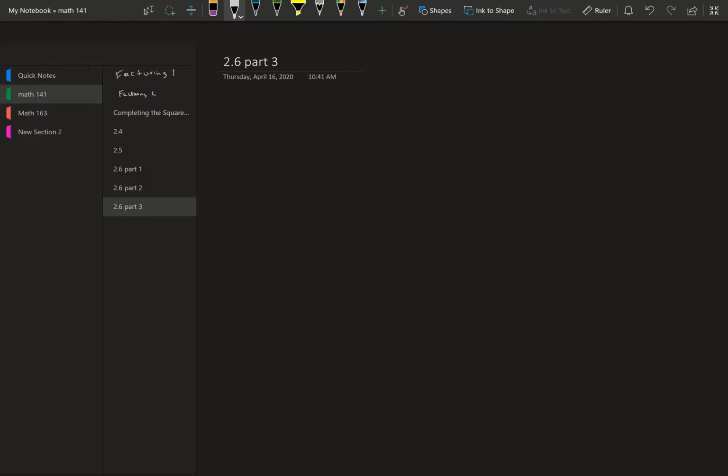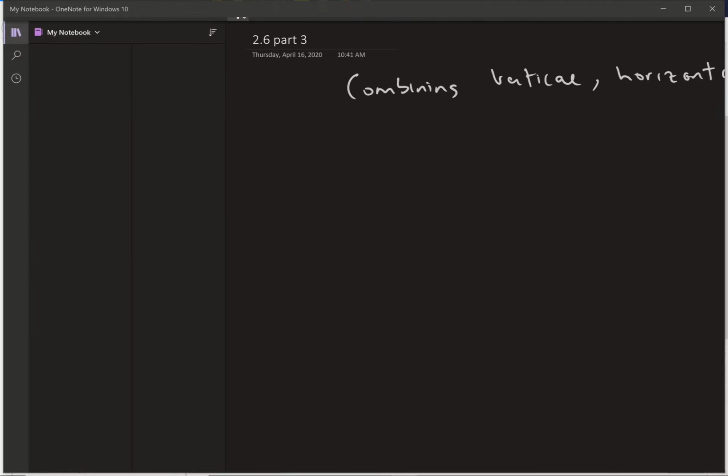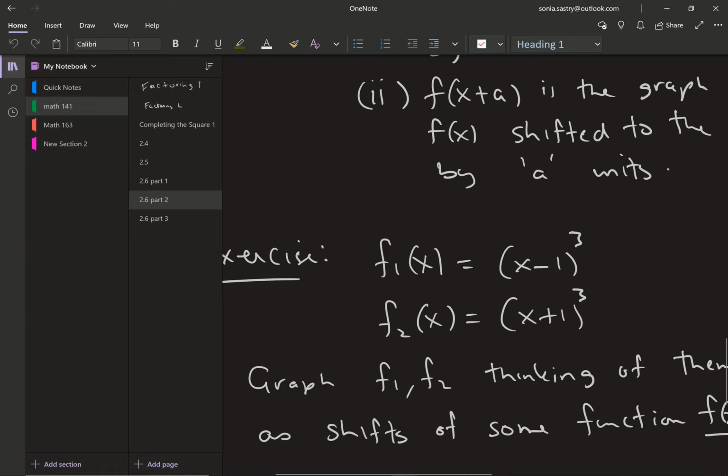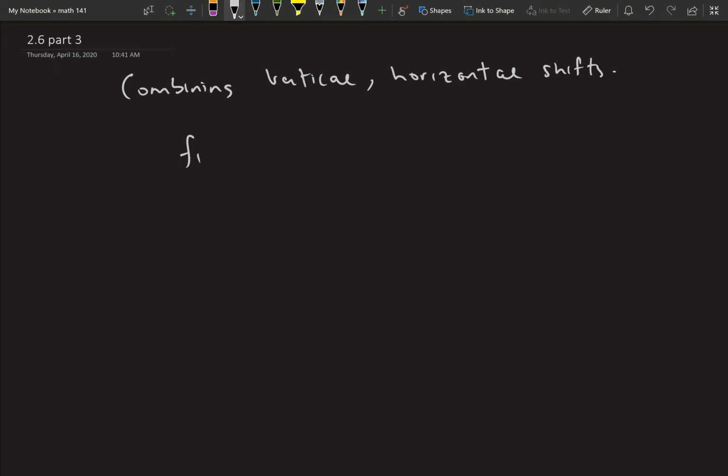Okay, so we're going to do a continuation of 2.6, and this is going to be combining vertical and horizontal shifts. But before we do that, let's just take a look at the last exercise, which was doing the following graphs: x minus 1 cubed and x plus 1 cubed.